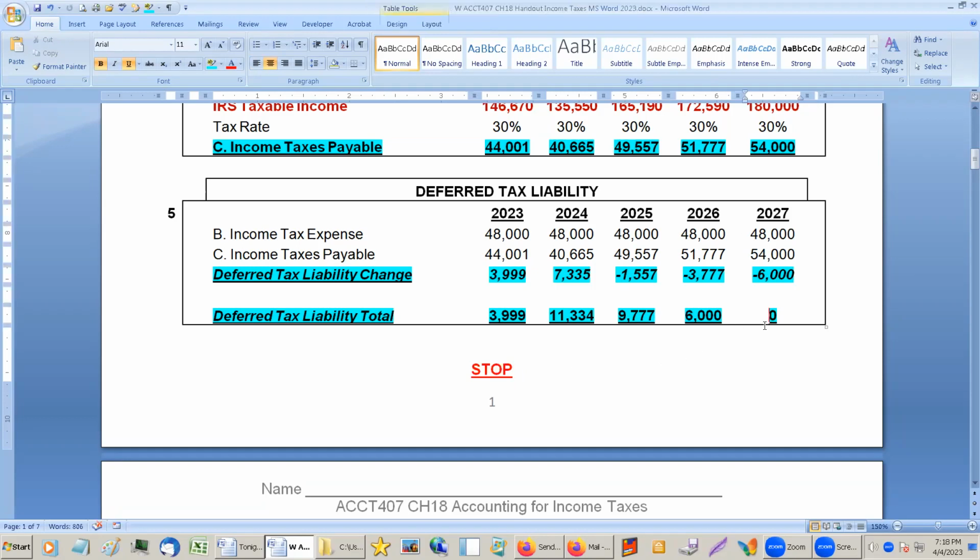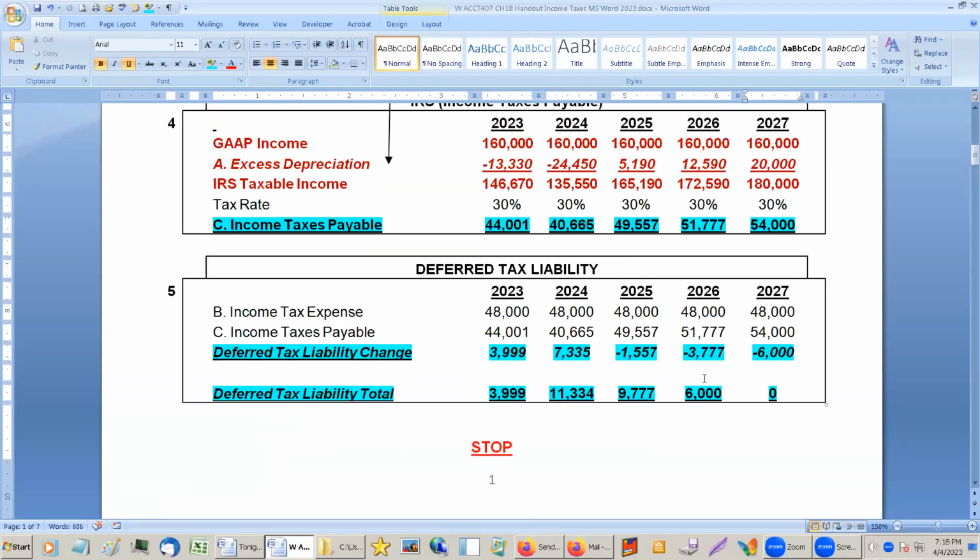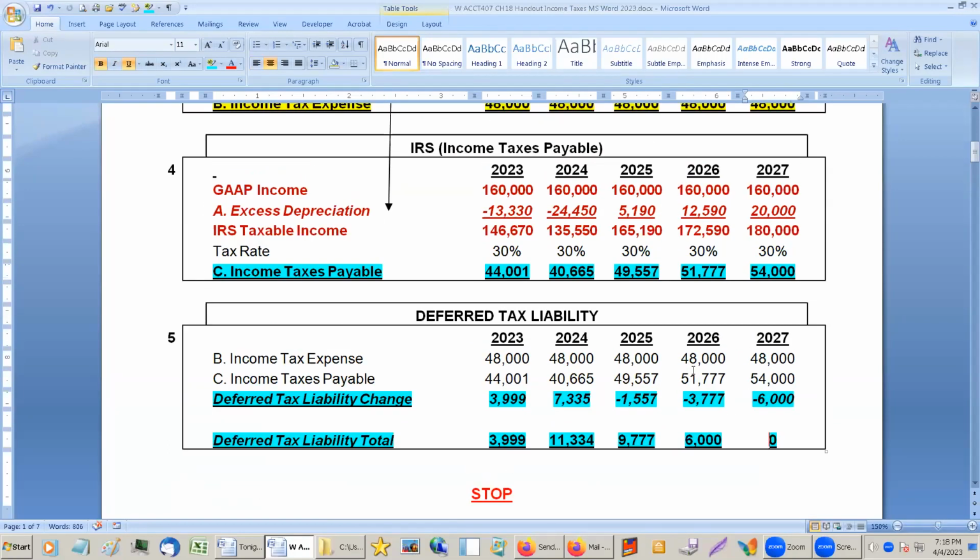But again, this is kind of the idea behind it. Temporary differences are timing differences. So things like depreciation are a timing difference.